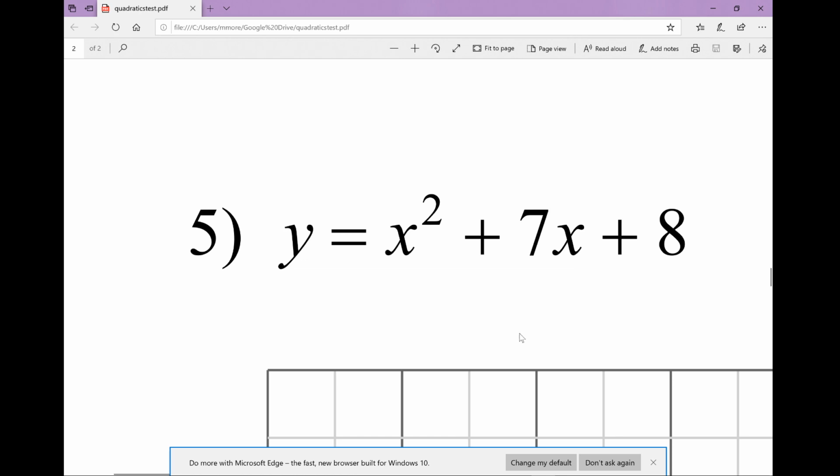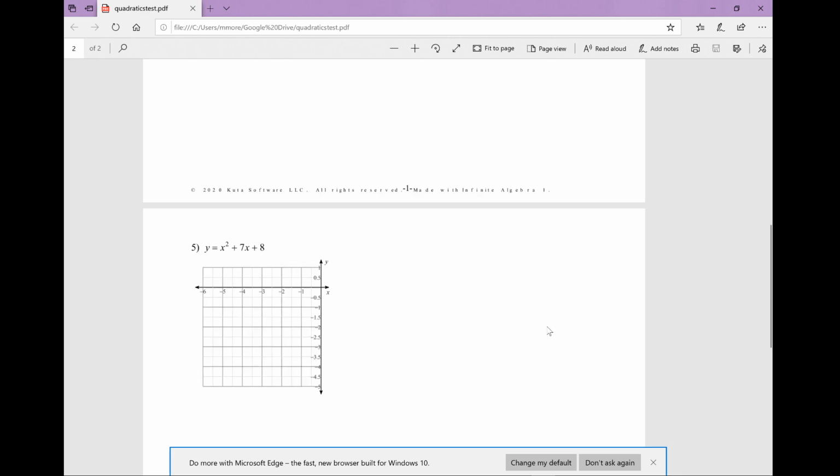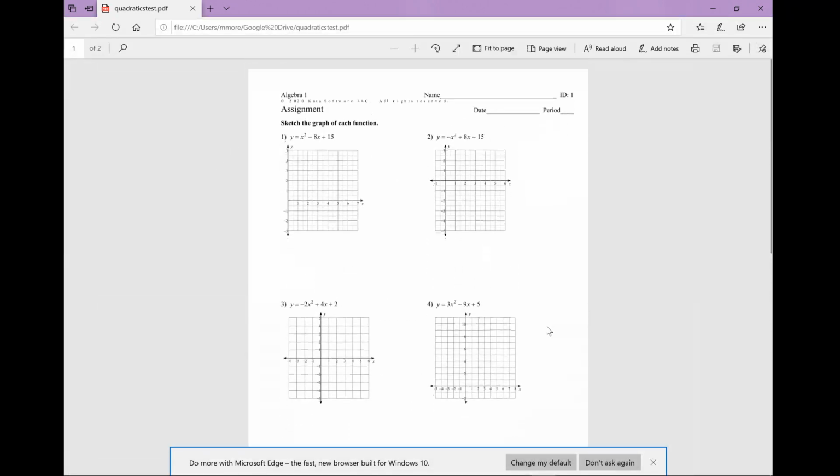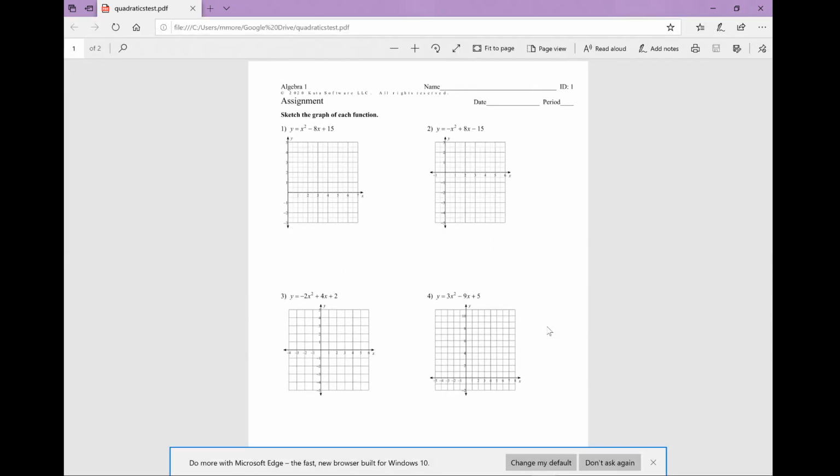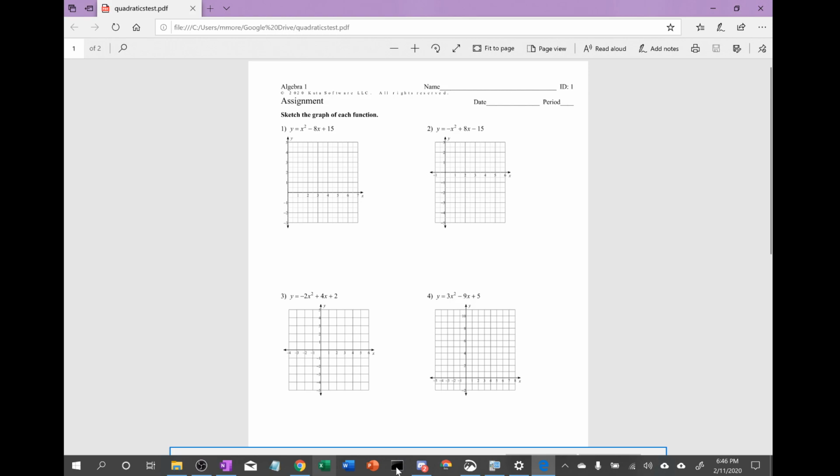Okay, I saw Lexi said that all the softball kids should be home. So, I don't know. I'm just going to do a couple of these. Why not? So, x squared minus 8x plus 15. Whatever. We'll hook you up.